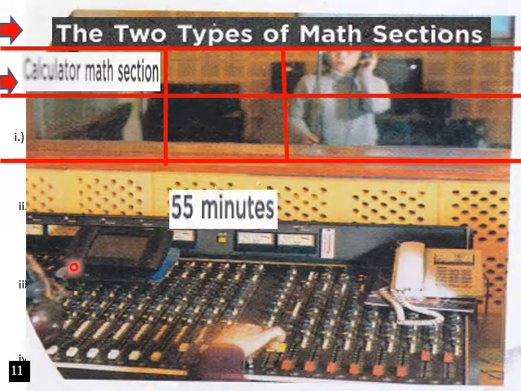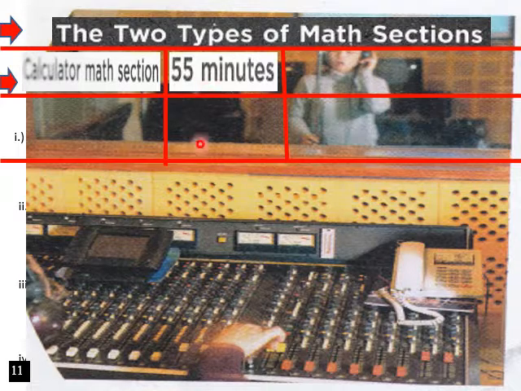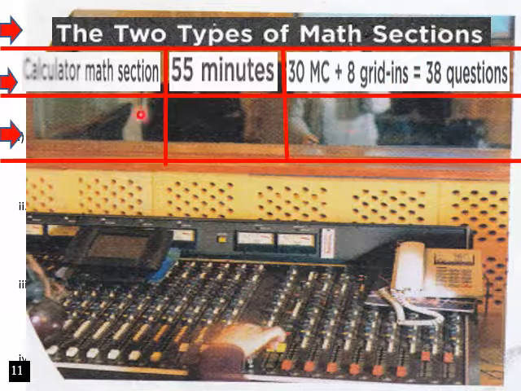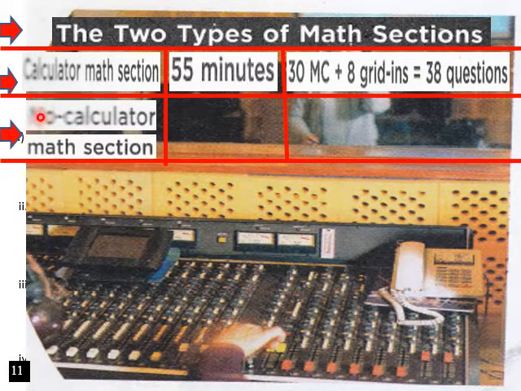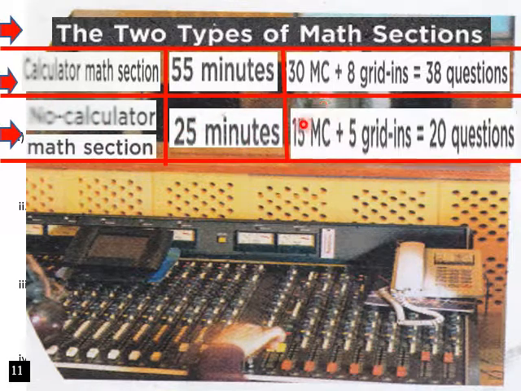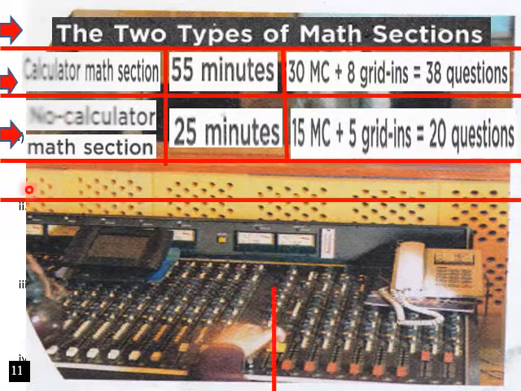2 types of math section. Calculator math section, 55 minutes: 30 multiple choice plus 8 grid-ins equals 38 questions. No calculator math section is 25 minutes: 15 multiple choice, 5 grid-ins for the no calc section.